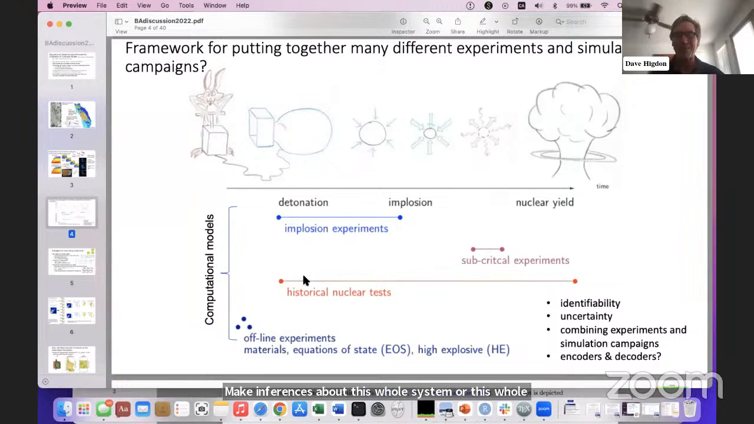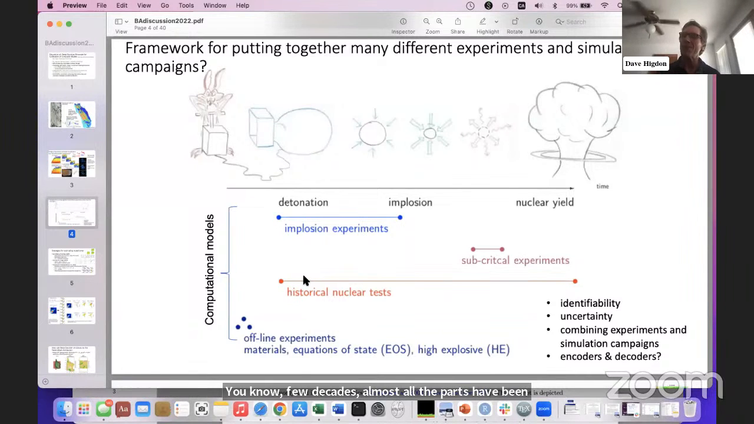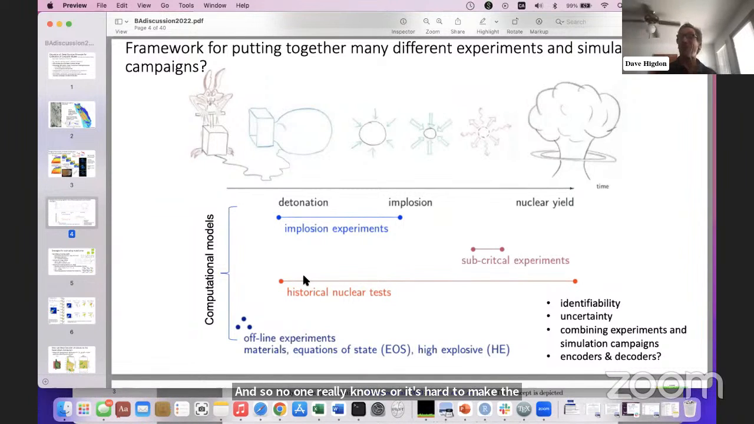So what's happened over the last few decades? Almost all the parts have been swapped out with different types of materials, different sorts of things. And so no one really knows, or it's hard to make the argument about how this thing is going to behave. Or even if it falls off a shelf, what might happen then?